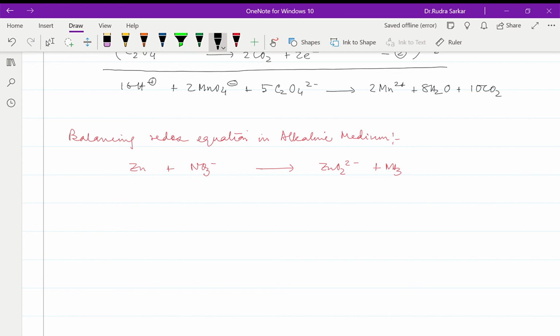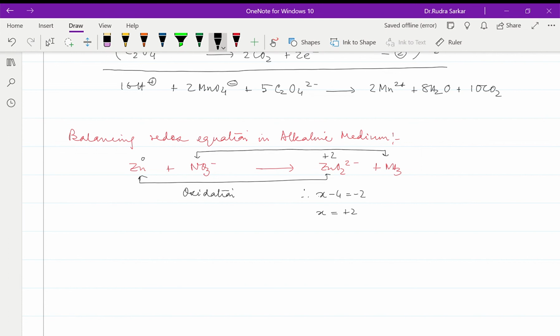Now what you do, you see Zn is in zero oxidation state, and if we calculate the oxidation state over here, which is X, so we'll find that it is X minus 4 minus 2, so X becomes plus 2. So we will say this is plus 2. So obviously this is undergoing oxidation. So this is my oxidation half cycle.